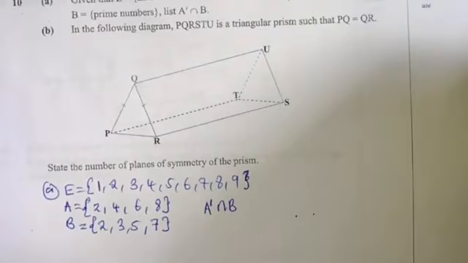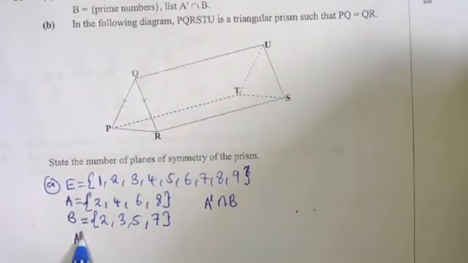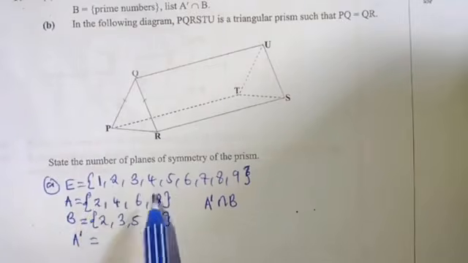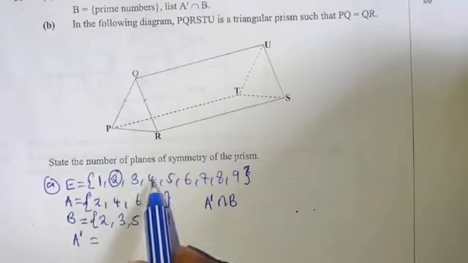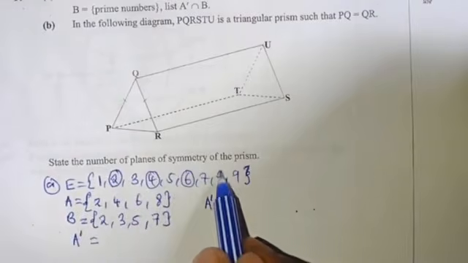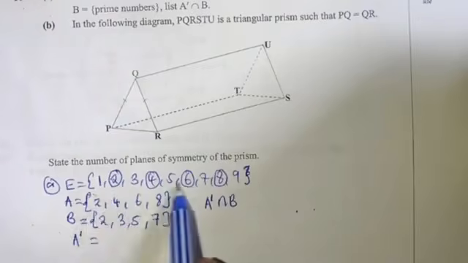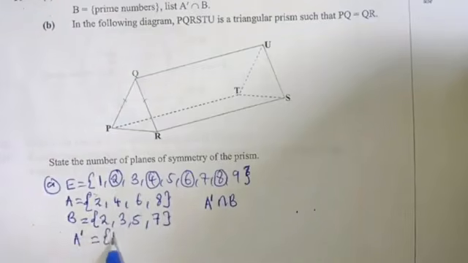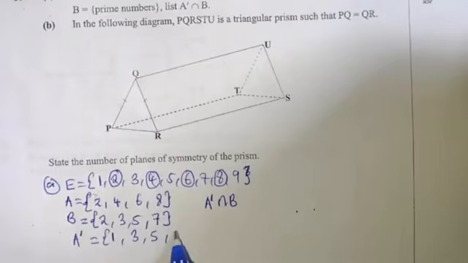Now, the question is saying we should list A complement intersection B. So first thing, we are going to find the set A complement. Set A complement is a set which should not consist of the members of set A. So in set A we have 2, 4, 6, 8. So we remove them from the universal set. The remaining elements in the universal set, this is the set A complement. So we have 1, 3, 5, 7, 9. This is our set A complement.